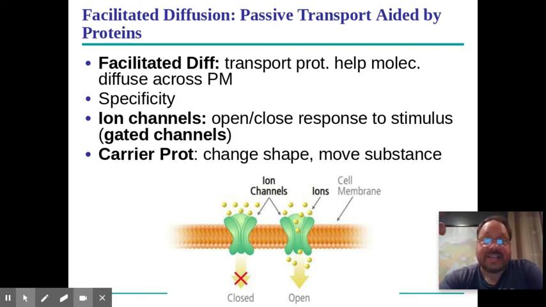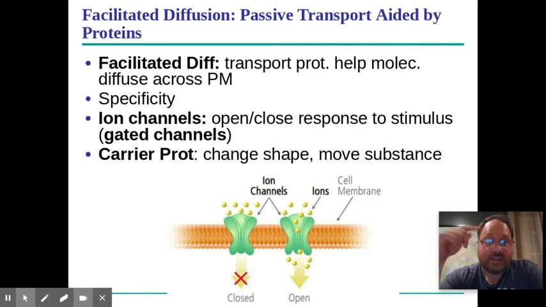To facilitate means to aid or to help. So facilitated diffusion is still diffusion. It just uses the help of a channel protein or a carrier protein. We have some different types of proteins that can aid facilitated diffusion. Gated ion channels, that's what actually helps you think.